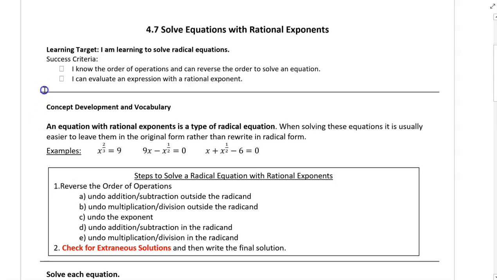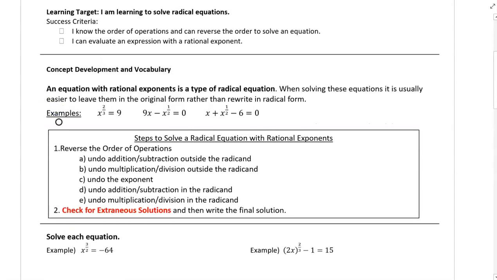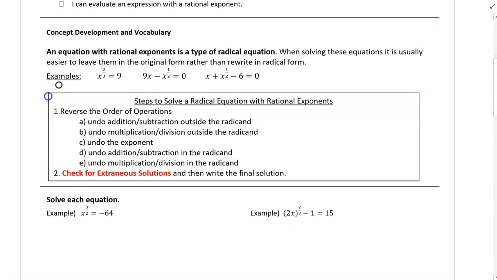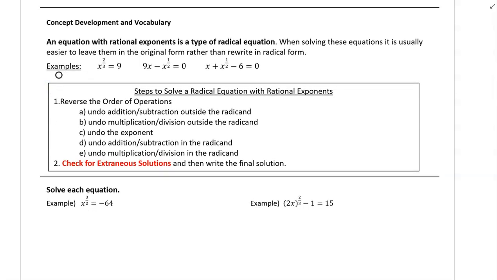An equation with rational exponents is a type of radical equation, and when solving these equations, it usually is easier to leave them in the original form than rewrite them in radical form. Here's the steps we're going to use in order to solve a radical equation with rational exponents. We'll reverse the order of operations, starting with addition and subtraction, undoing these operations on the outside of the radical.